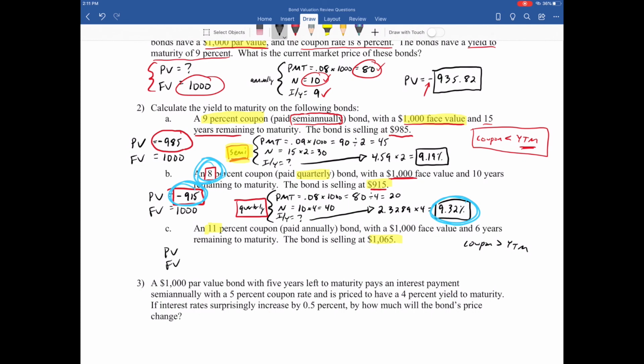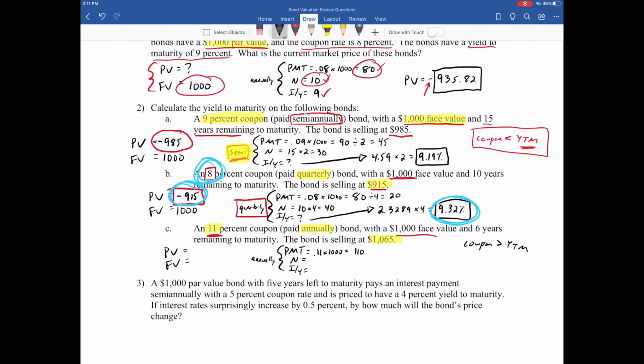So we have present value and future value. We have payment, we have N, and we have IY. Once again, it's wise to identify how these inputs should be input. Here it's all paid annually, so these values are going to be input on an annual basis. So let's just work through and plug in our different inputs. We have an 11% coupon. That is our annual payment here. So 11% of $1,000 gives me an annual payment of $110. It is paid annually, so we just leave it at $110. Next up, we have the $1,000 face value amount.